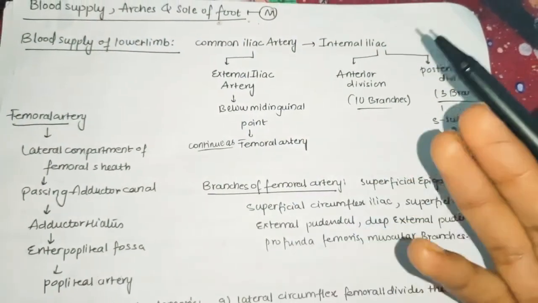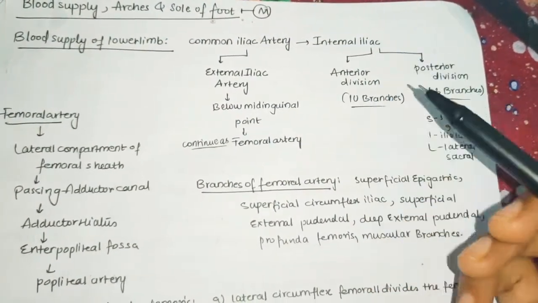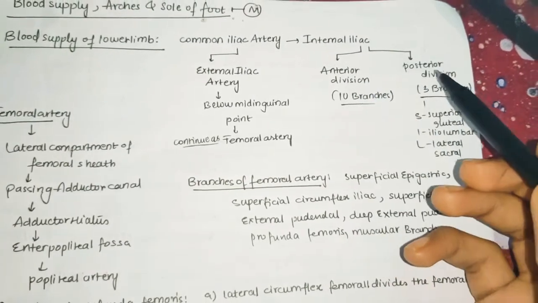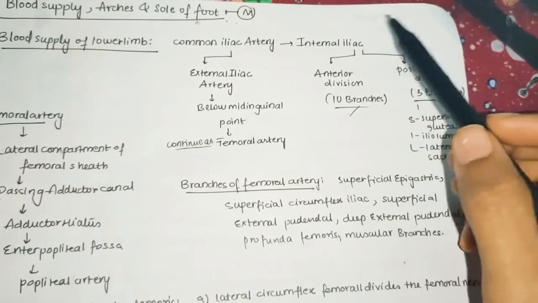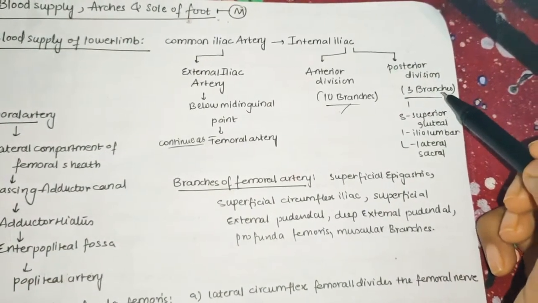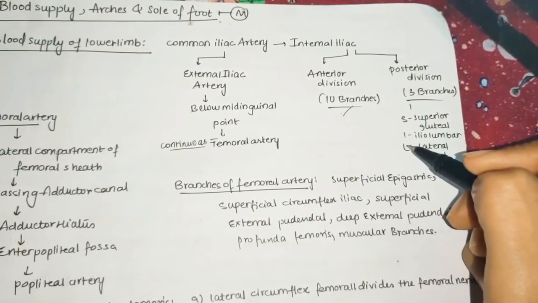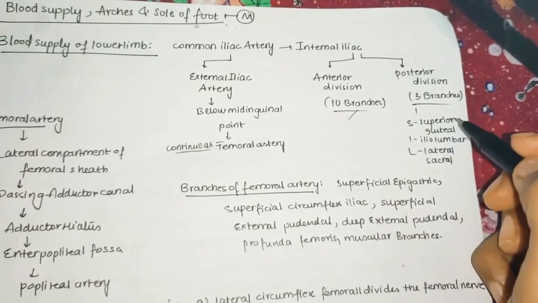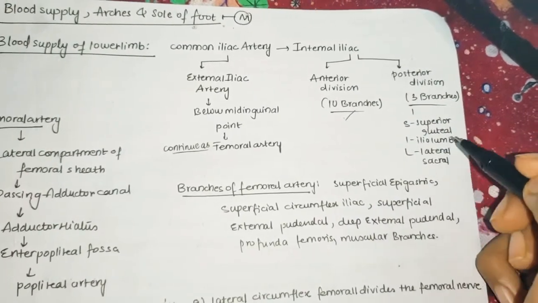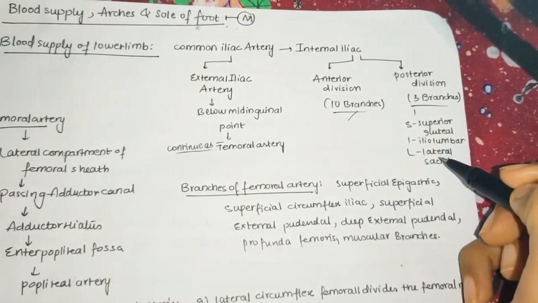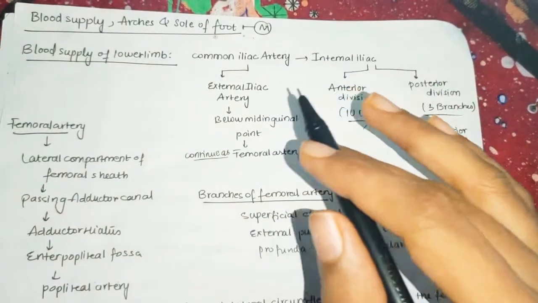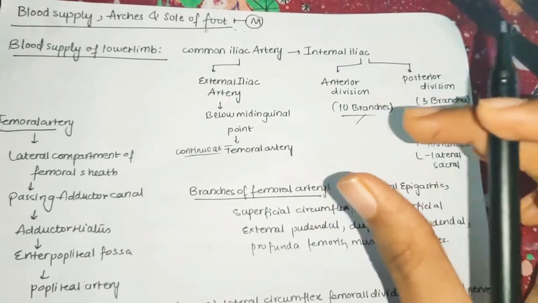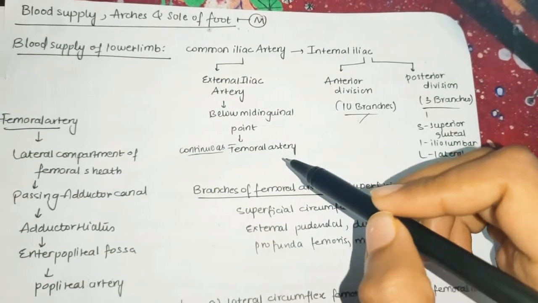The internal iliac artery is in turn divided into anterior division and posterior division. In the anterior division, there will be a total of 10 branches, whereas in the posterior division, there will be 3 branches. To remember the 3 branches, you have a mnemonic like SIL. S for superior gluteal artery, I for iliolumbar artery, L for lateral sacral artery. Coming to the external iliac artery, below the mid-inguinal point, it will continue as the femoral artery.